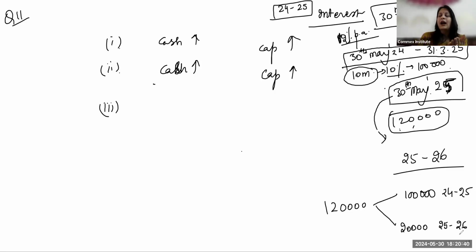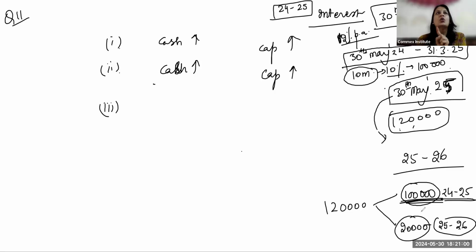But I know that out of this, income should have been added to which year? This is my 24-25 income, whereas I'm receiving it in 25-26. And this 20,000, no problem. It is the income of 25-26 only. I'm receiving it in 25-26 only. But this 1 lakh, children, is called accrued interest, which relates to the current year.